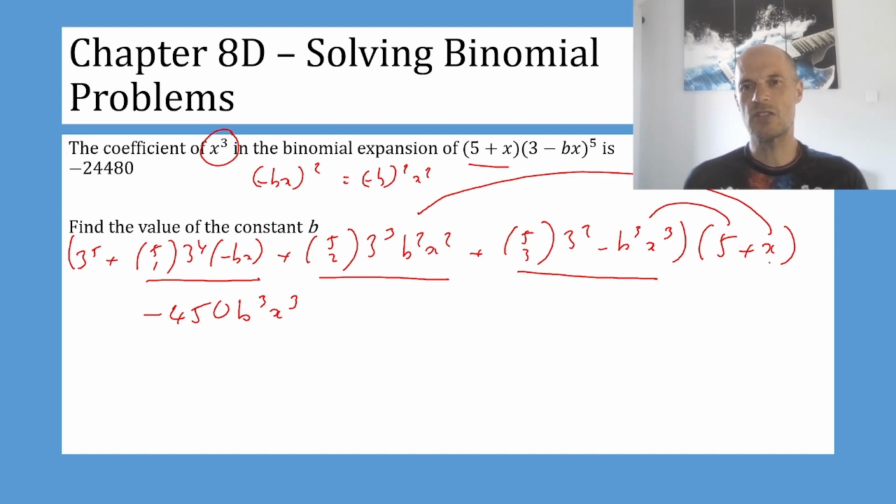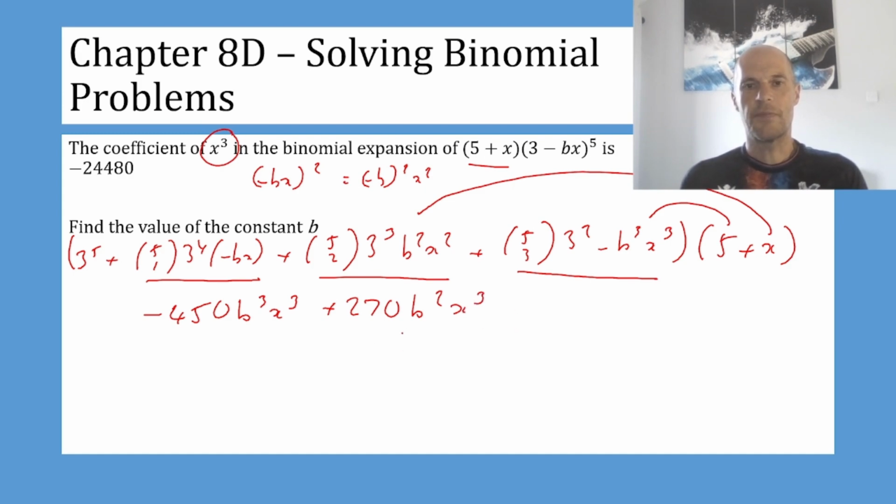Again, if that sounds confusing, if you wanted to, you could do the full expansion of 3 minus bx to the power of 5 and then multiply the whole thing by 5 and the whole thing by x, tidy it up, and then isolate the x cubed term. But this just saves a lot of unnecessary work. So 5 choose 2 is 10 times 3 cubed is 270, so that is plus 270 b squared x cubed.